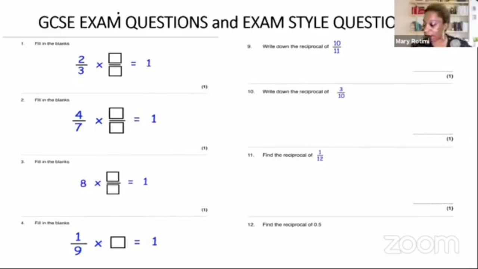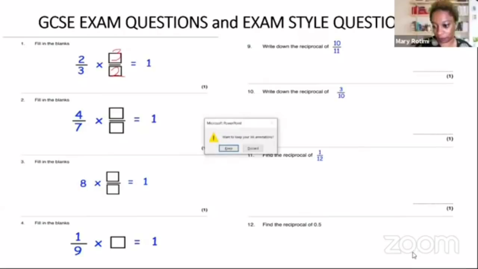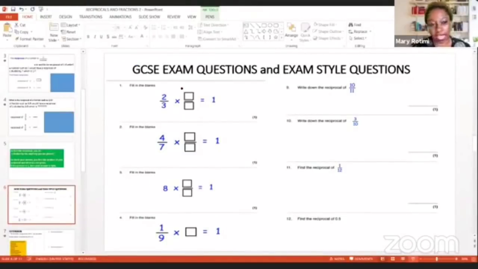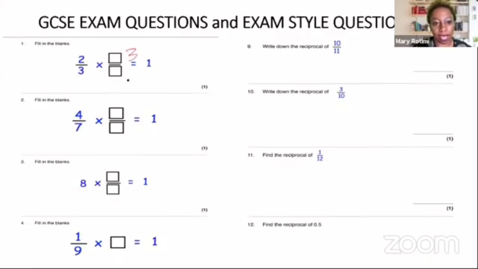Okay, let's go. So the first one says 2/3 times what will give me 1. If I put a 3 here and a 2 here, because I've just literally turned that upside down, 2 times 3 will give me 6. 3 times 2 will give me 6, yeah? That's how to multiply 2 fractions. Now, 6 out of 6 is the same thing as 1. So the answer to this question is just 3/2, guys.